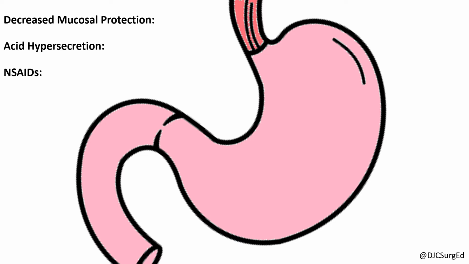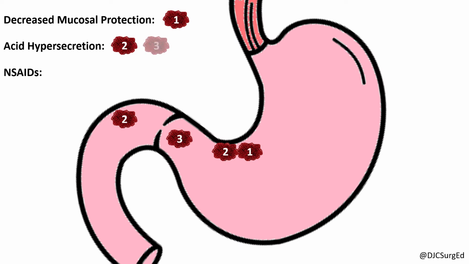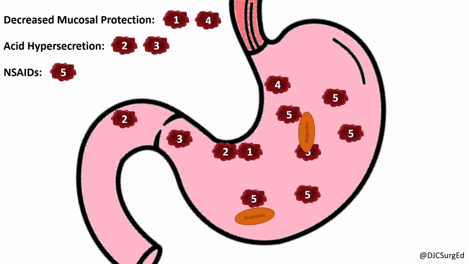Gastric ulcers are typically classified by location. Type 1 ulcers are located along the lesser curvature and associated with decreased mucosal protection. Type 2 ulcers are concomitant ulcers along the lesser curvature and duodenum and are associated with acid hypersecretion. Type 3 ulcers are prepyloric and also associated with hypersecretion. Type 4 ulcers are more proximal along the lesser curvature near the cardia and are associated with decreased mucosal protection, whereas type 5 ulcers are diffuse and associated with NSAID use.